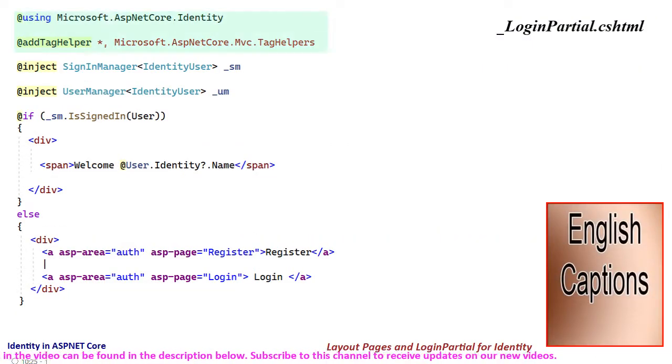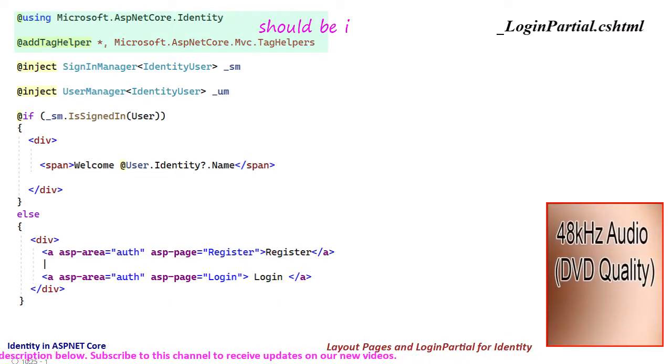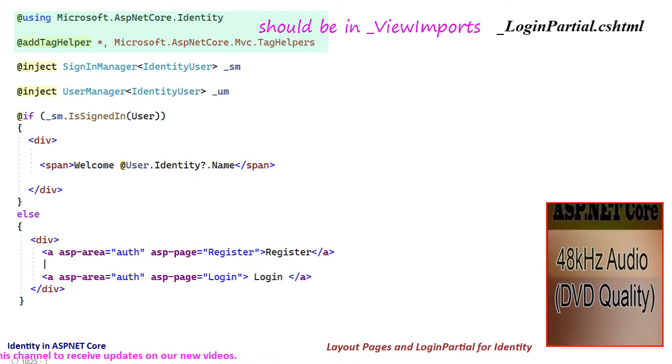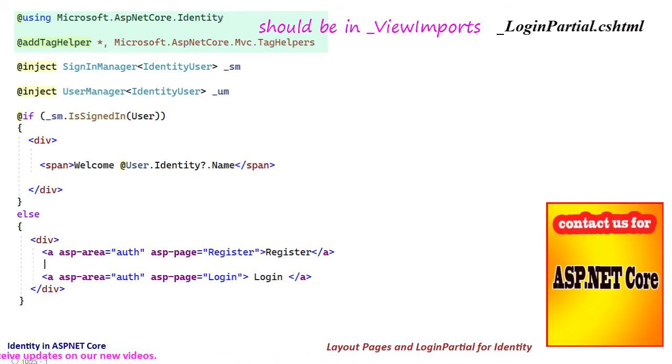First, we have the namespace and tag helper directives. These directives should be placed in a view imports file, but we haven't done that because we wanted to keep the tutorial focused on this partial page.